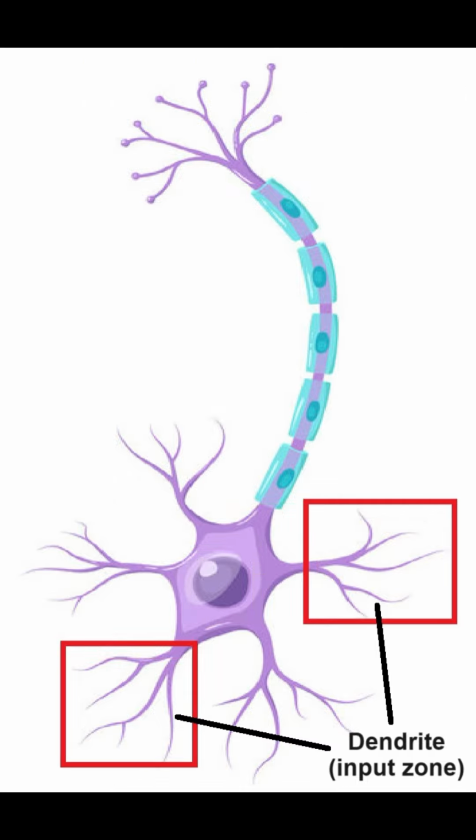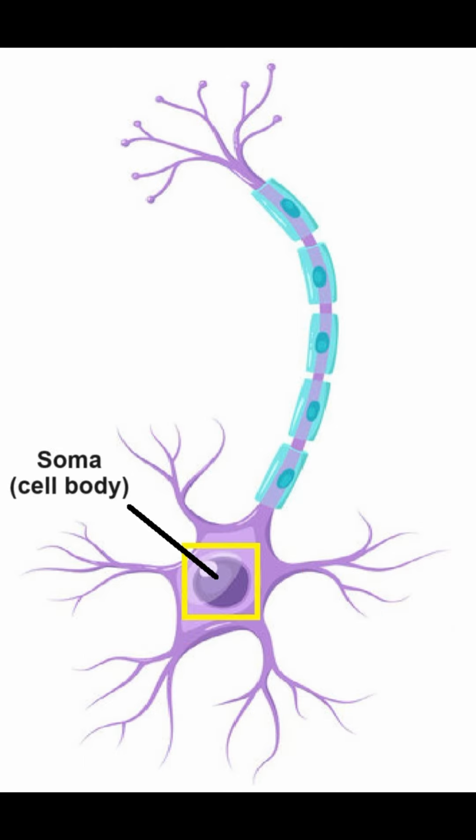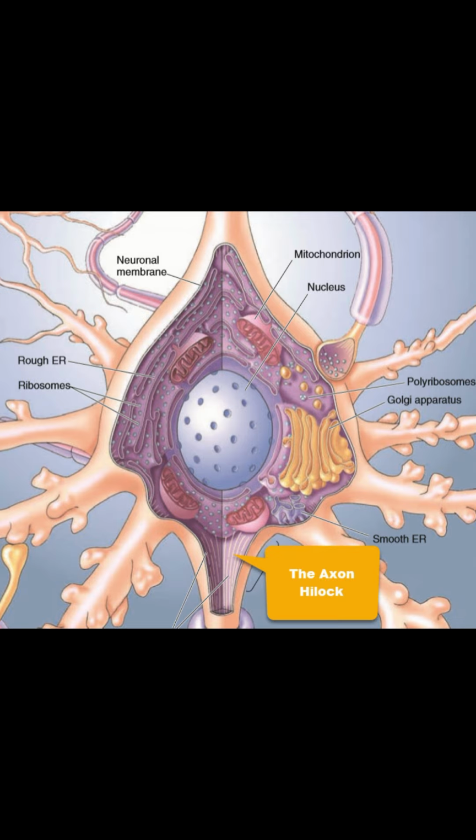The first of these regions is called the dendrite, or the input zone. This is where the neuron receives incoming information from other neurons. Next, this information reaches the soma, or the cell body. This contains other traditional cell organelles such as the nucleus.